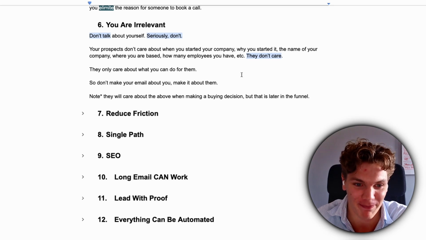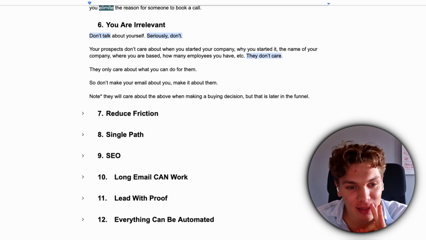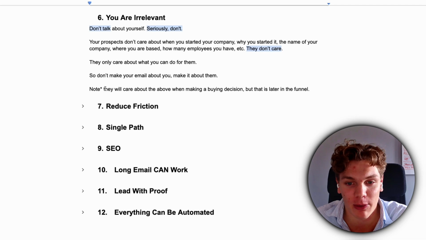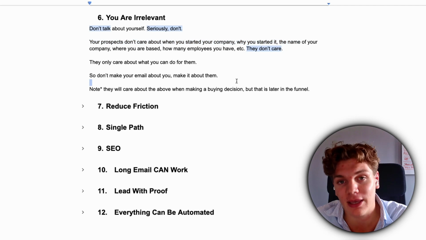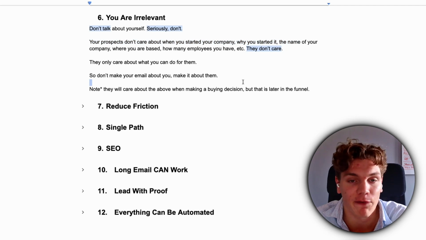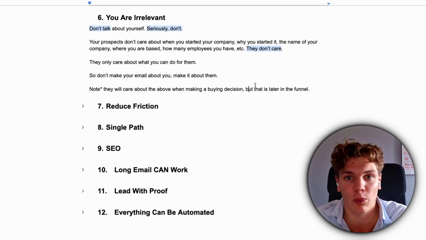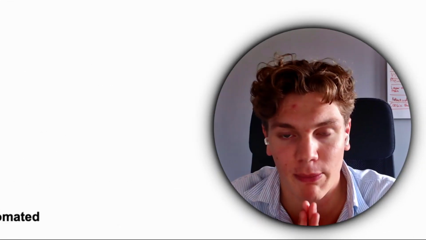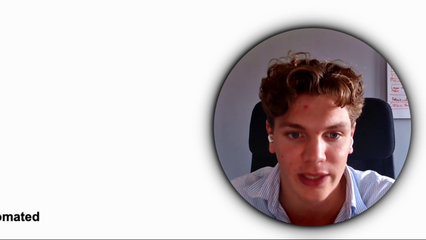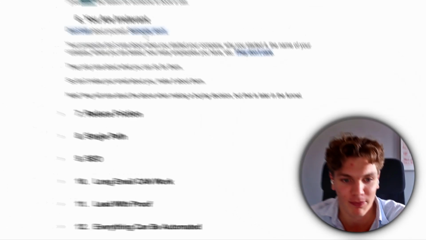Make it about them. And this is just for information: they will care about the above. So these things that I just listed as irrelevant, they will care about them when making a buying decision. But that is far later in the funnel, all right? So when you just want to get their interest, top of funnel, you want to avoid it. Anything about you is irrelevant. It's just a waste of space in your email.